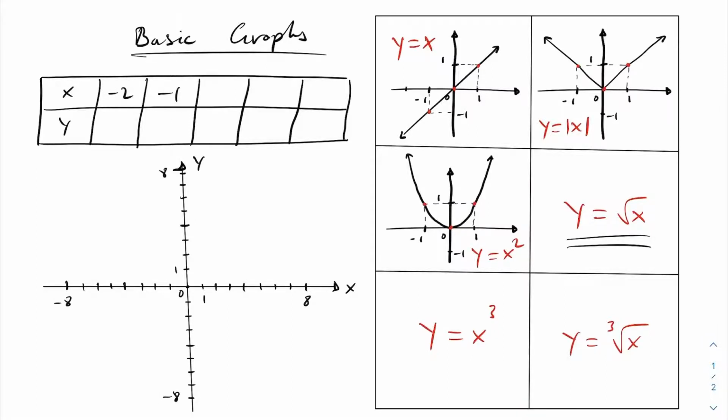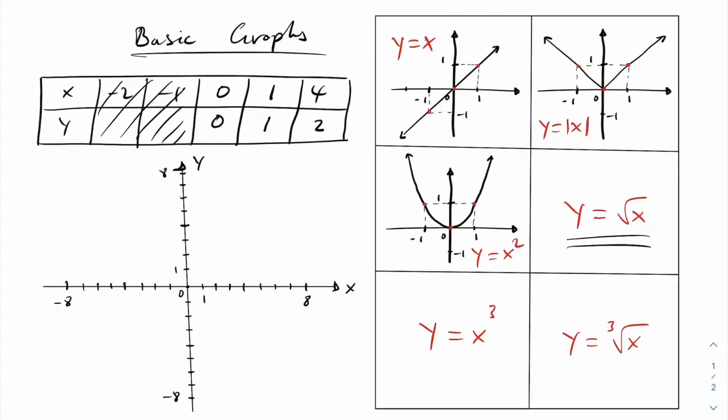And also, since I want to have perfect numbers, I'm just going to consider the points 0, 1, and 4 here. So that 4 will give me a perfect root, and that will be 2. And so my y value here is going to be the square root of 0 is 0, the square root of 1 is 1, and the square root of 4 is 2. So I'm going to ignore the negative side here because those are not part of the domain.